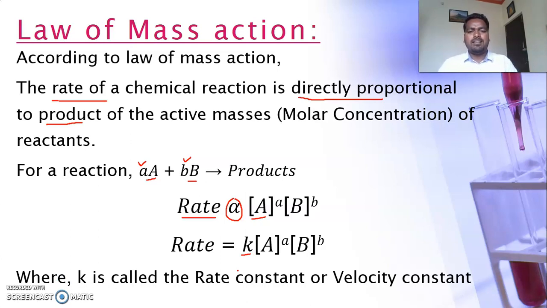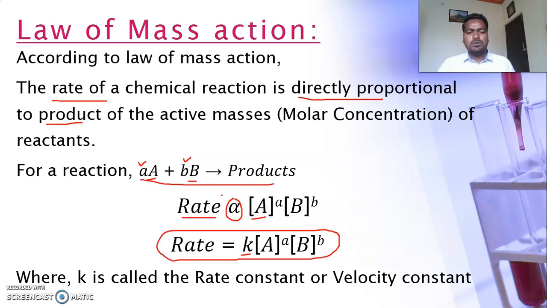So this is called the law of mass action, and dear students, you must be able to write the law of mass action for every reaction. Now I have written a general reaction. Just by looking at the reaction, you must be able to write the rate expression. That is, the rate of reaction is equal to the rate constant into the concentrations of both the reactants, and their stoichiometric coefficients become the powers of the concentration terms.